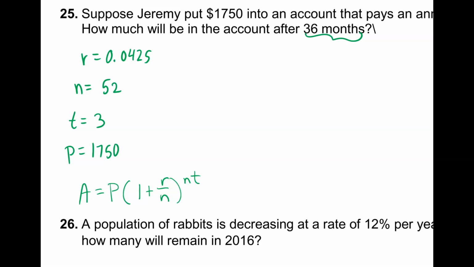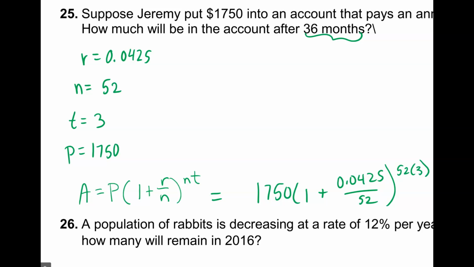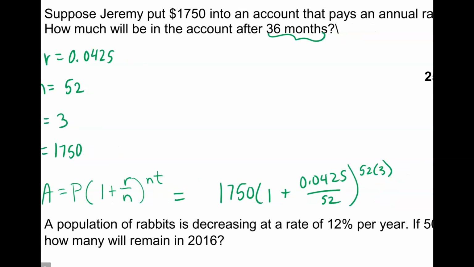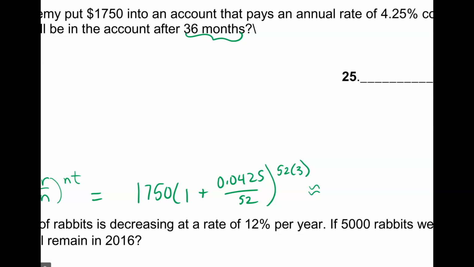Okay, plug in. So this is going to be 1750 times (1 plus 0.0425 over 52) to the 52 times 3 power. This is money, so how many decimal places? 2. 2 decimal places, unless you're a gas station and they have 3 to rip you off.